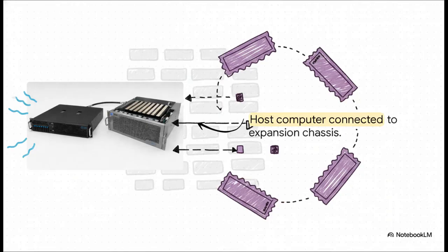So take a look at this physical setup we've got here. On the left, there's a standard host server, and it's physically separated from this rugged expansion chassis full of powerful cards over on the right. And they're connected by just a single thick cable. From the outside, it looks incredibly simple, right? But structurally, it's doing something pretty profound. You're physically removing high-performance PCIe endpoints from the motherboard itself and just placing them in an entirely different box.